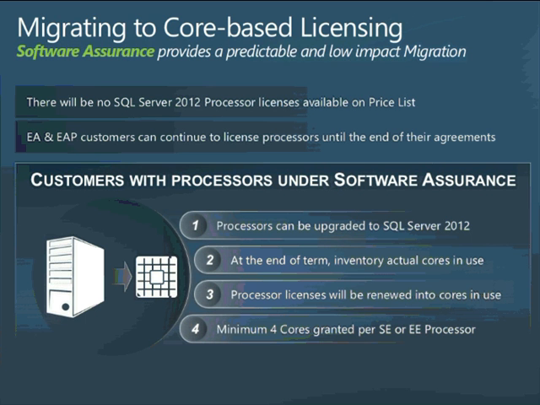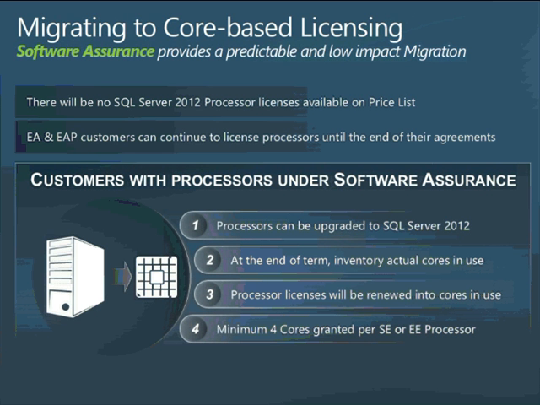So while the agreement is still good, you can upgrade those servers to 2012 with no issue. At the end of the term, then, what you do is you inventory the actual cores in use. And Microsoft has a great tool for that. It's called the MAP Toolkit, the Microsoft Assessment and Planning Toolkit. They'll take that as documentation for the number of cores that you have in use at that point. What will happen then is those processor licenses will be turned in and renewed into cores.